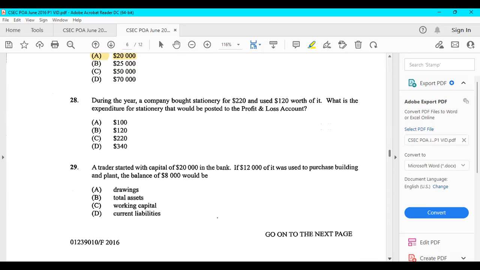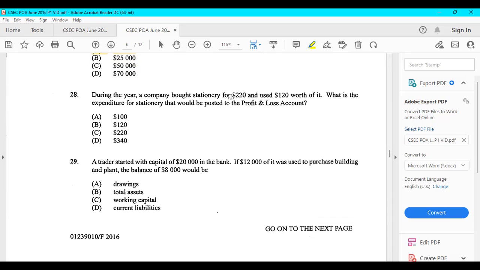Number 28. During the year, a company bought stationery for $220 and used $120 worth of it. What is the expenditure for stationery that will be posted to the profit and loss account? All right. Stationery. When we're buying stationery supplies, for example, that's an asset. So when we're just buying it, the double entry would be you debit your stationery account and you credit cash or bank if you paid for it upfront, or credit accounts payable if you bought it on credit.